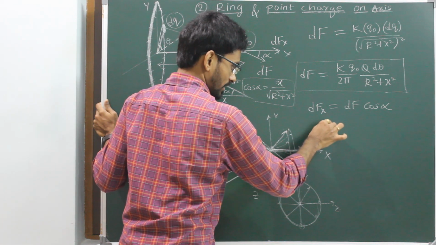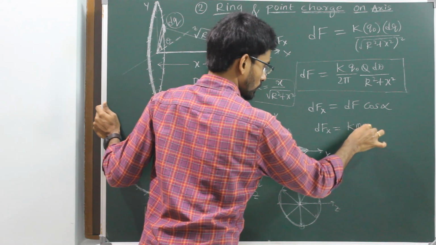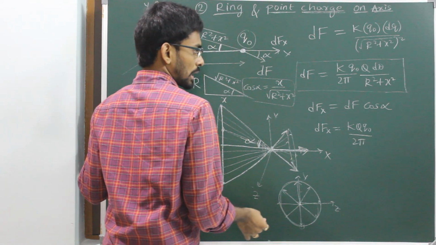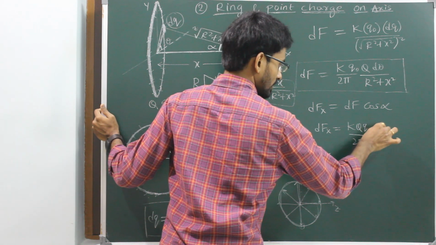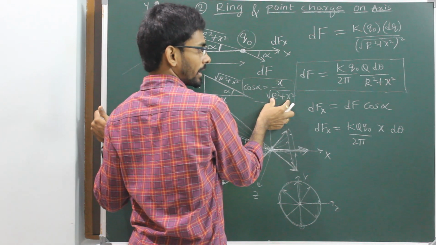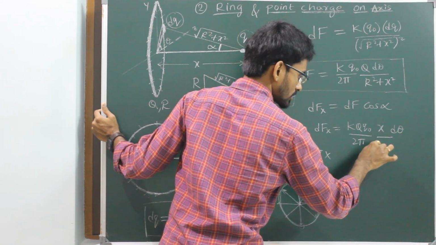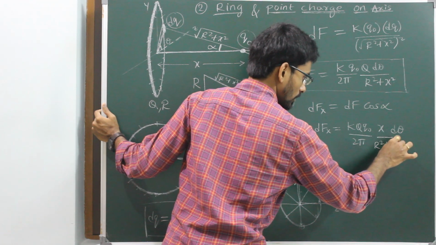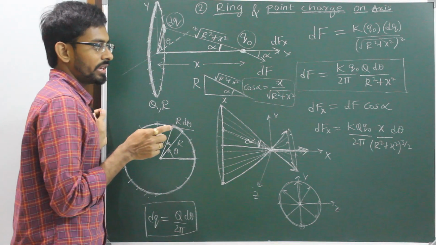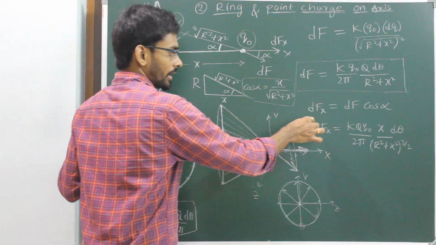So we'll get the dfx value as, df is this one, k into q naught by 2 pi into, if you multiply it, x into d theta. Here we have r square plus x square whole power 1 by 2, and here you have r square plus x square, so if I multiply it, you'll get r square plus x square whole power 3 by 2. So this is dfx, the component of this force in this direction. Now we want to add all such components, integrating it.